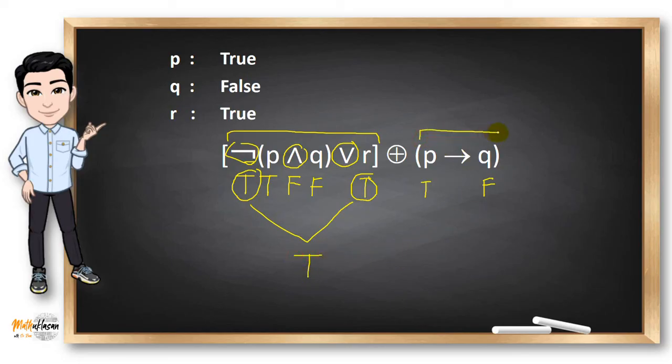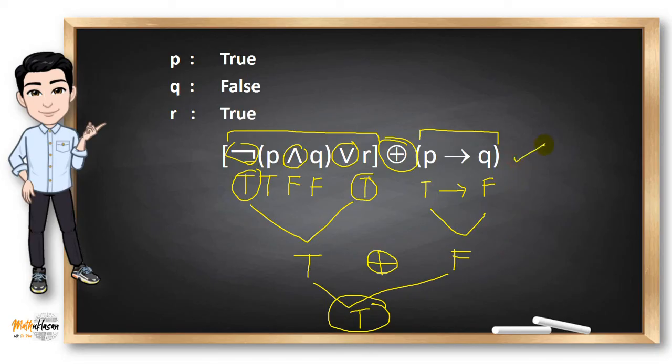On the right side, this is just P implies Q. So what is T implies F? T implies F is false. So the answer here is false. Now that we're done with the left and the right side, we can now use symmetric difference here to get the final answer. And T XOR F, the answer is true. So the final answer for this compound proposition is true.